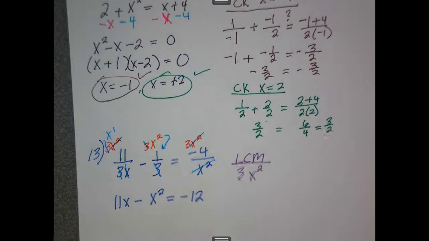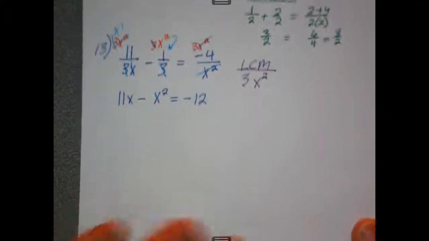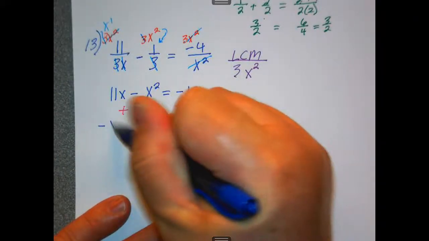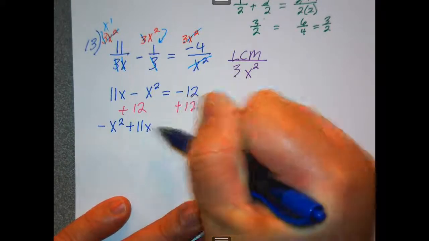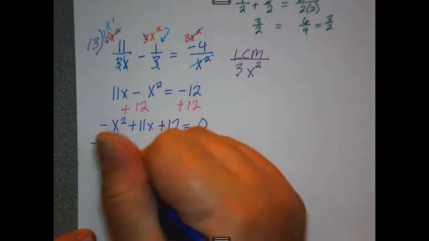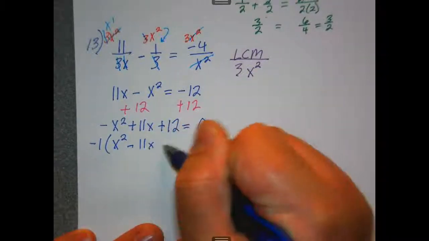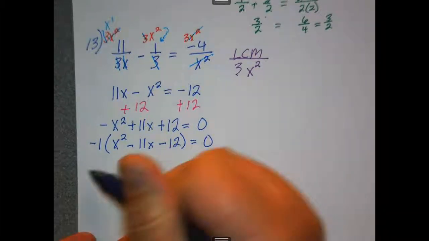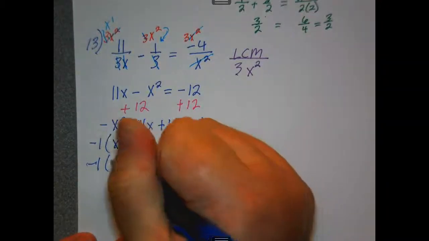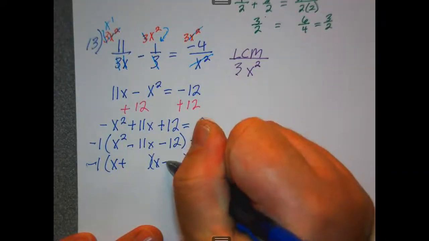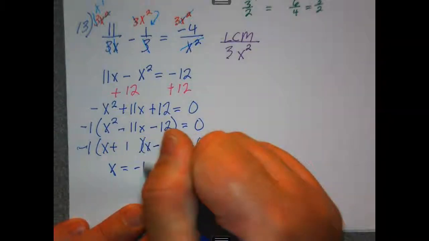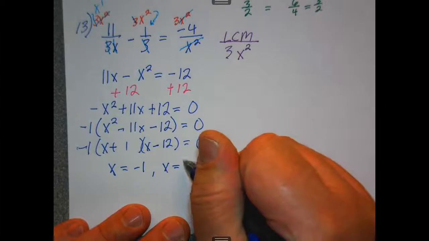I have a quadratic, so I need a 0 on one side. I'm going to add 12 to both sides. So I get -x squared plus 11x plus 12 equals 0. I'm not going to factor -x squared, so I'm going to take a -1 out. I'll get x squared minus 11x minus 12 equals 0. And now I factor this. x plus minus. My minus has to be bigger, so 12. So what does x equal? That's right, x equals -1 and x equals 12.